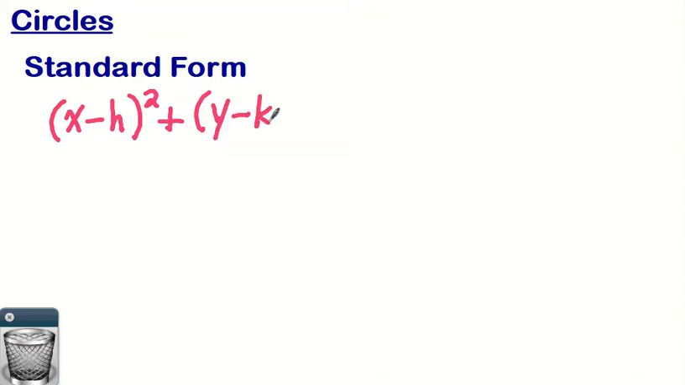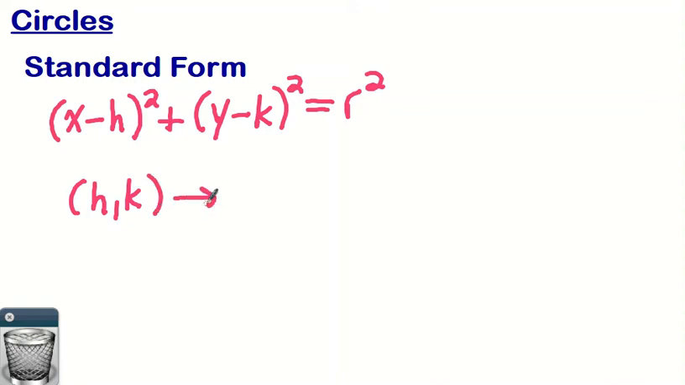So that's what that looks like. What that means is we have h and k, which together, it's not going to be the vertex this time. Remember, people, these are circles, not parabolas. So h comma k is going to be the center of the circle.